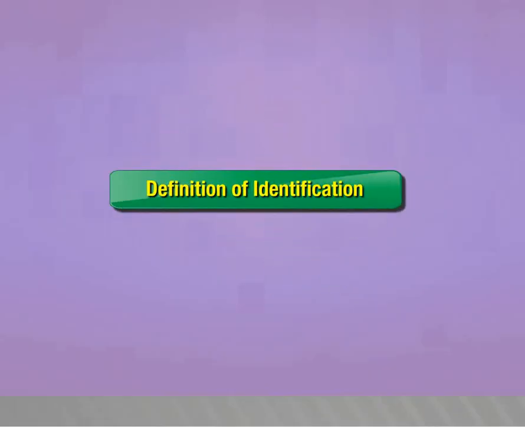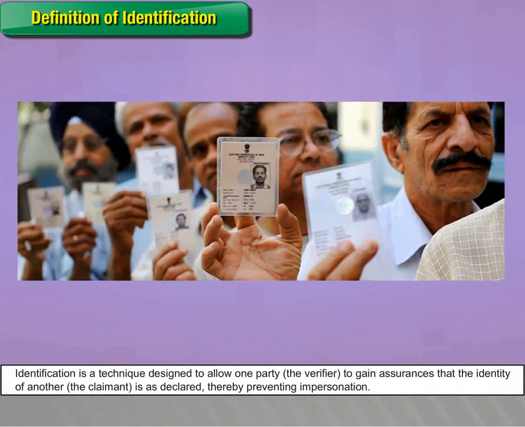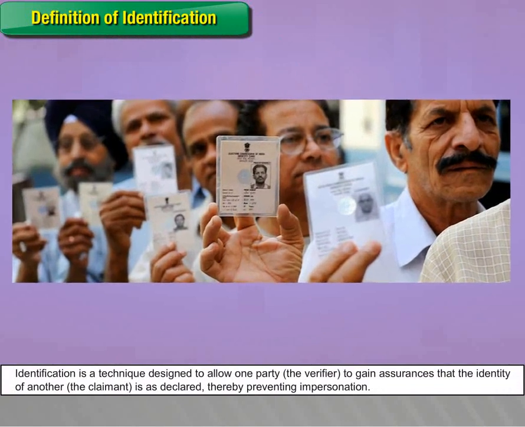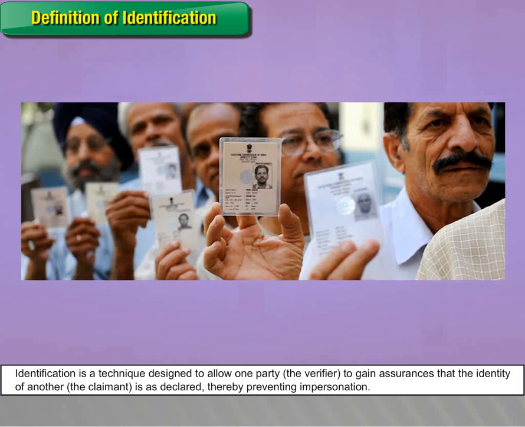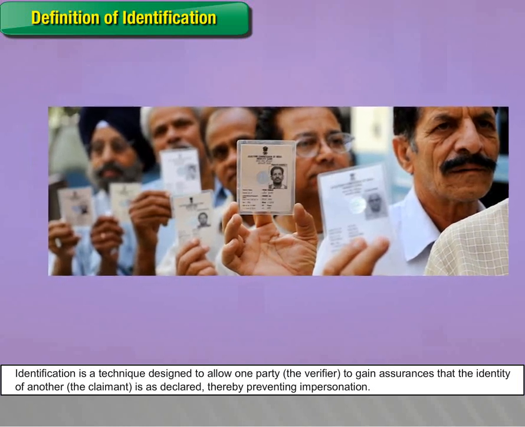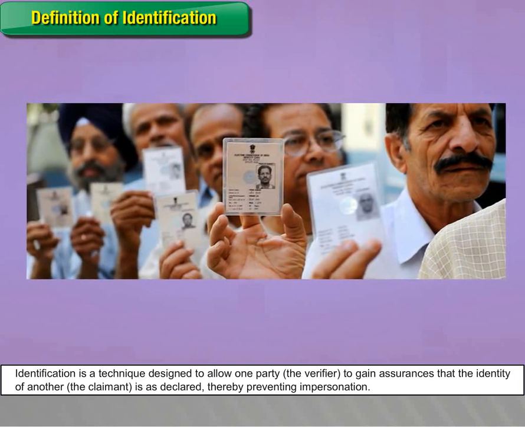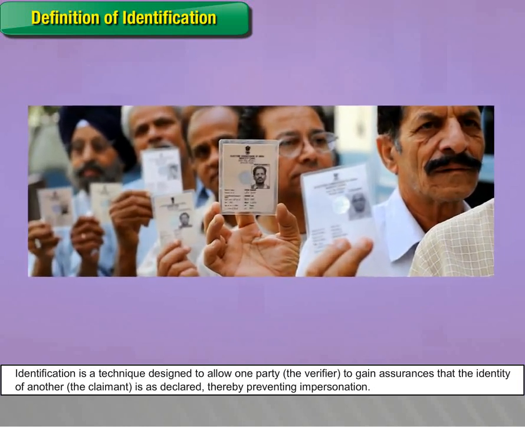Definition of identification. Identification is a technique designed to allow one party, that is the verifier, to gain assurances that the identity of another, that is the claimant, is as declared, thereby preventing impersonation.